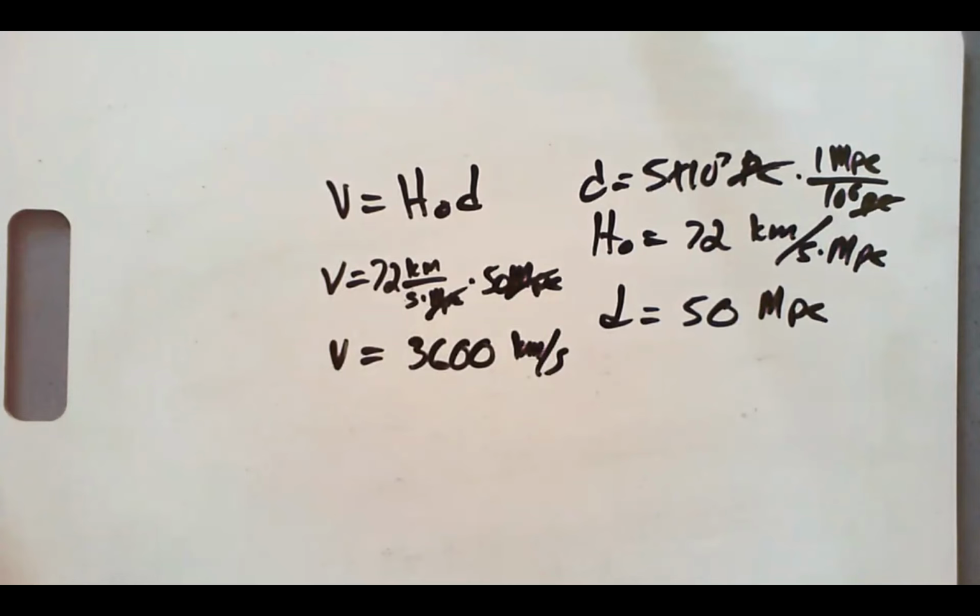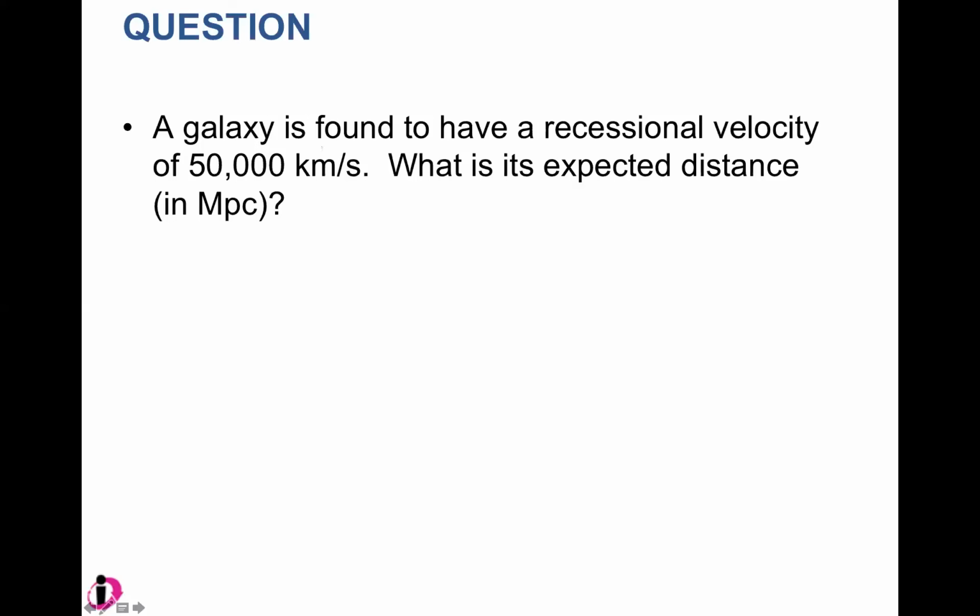I guess I'll go ahead and do this again. Oh, I didn't even show you the next slide where I'm posing this question. There it is. A galaxy is found to have a recessional velocity of 50,000 kilometers per second. What is its expected distance? Let's go back to the whiteboard.